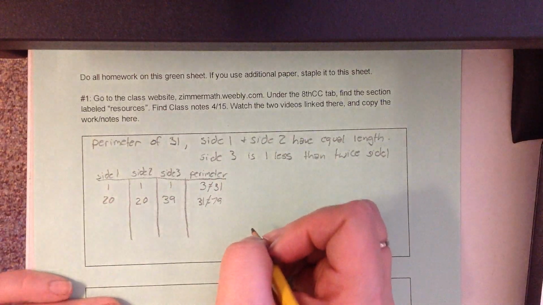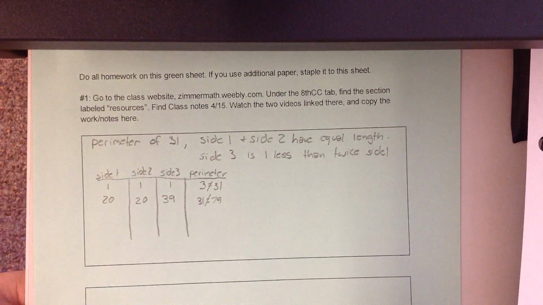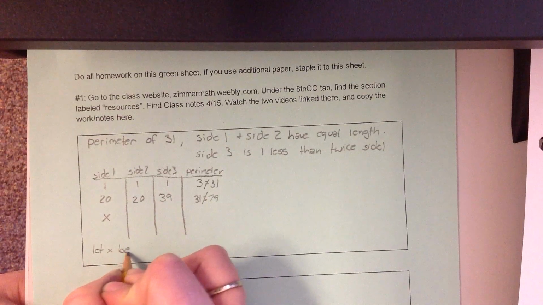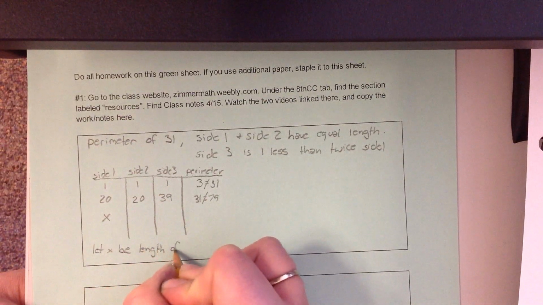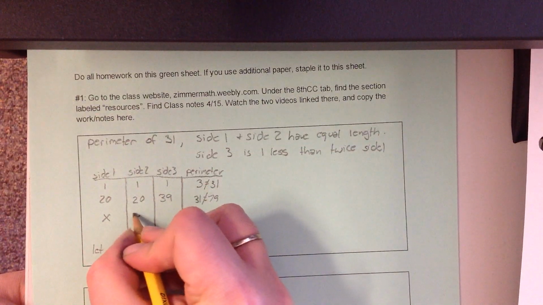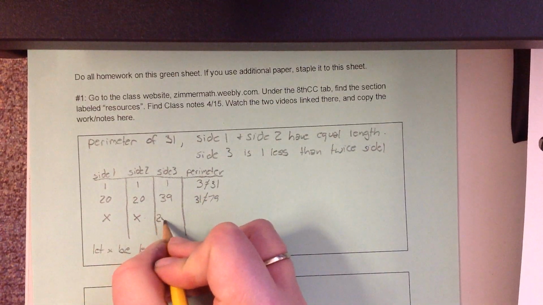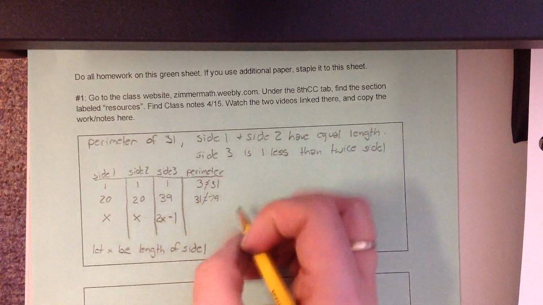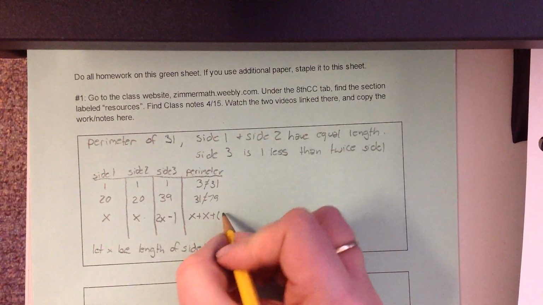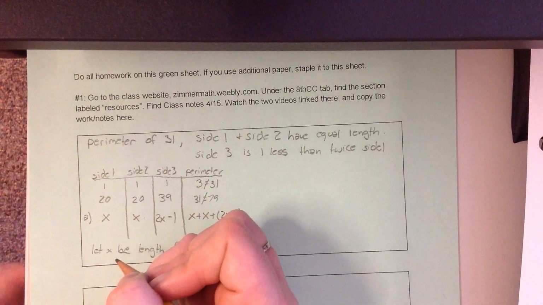Okay, so what I then asked you to do on the back of the yellow sheet was to add a row to your guess and check table using x to represent the length of side 1. I'm going to write my little let statement down here. Let x be the length of side 1. Well, side 2 is automatically going to be the same, so it would also be x. And side 3 is going to be 1 less than twice x. So twice x, 1 less than that. So my perimeter ends up being x plus x plus 2x minus 1.